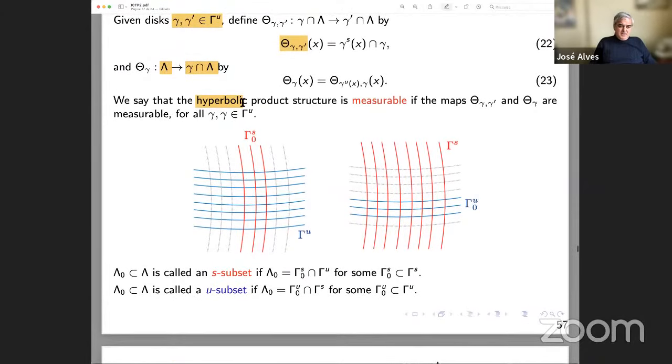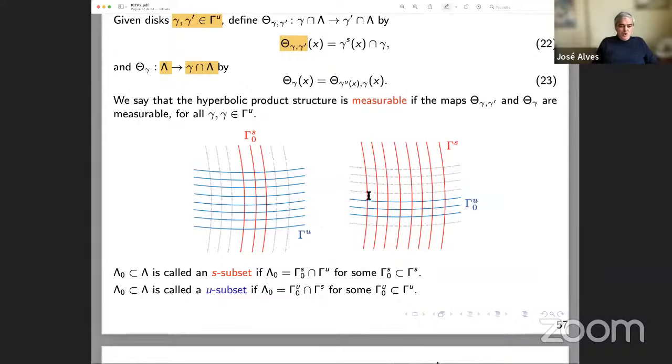An important concept is this notion that I introduced now, the S subsets and U subsets. We say that a subset of lambda is an S subset, that's the first picture here, if that subset can be obtained by intersection of all leaves, all unstable disks that define lambda, and a subset of stable leaves. So here in blue, we have all leaves that define lambda, and in red, we have a subset of the stable disks that define lambda. So lambda 0 is the intersection points here of the reds and blues.